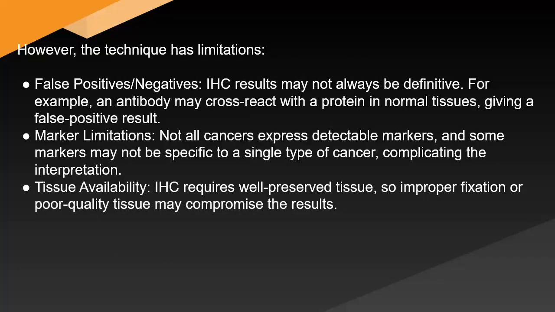False positives and negatives. IHC results may not always be definitive. For example, an antibody may cross-react with a protein in normal tissues, giving a false positive result. Marker limitations. Not all cancers express detectable markers, and some markers may not be specific to a single type of cancer, complicating the interpretation. Tissue availability. IHC requires well-preserved tissue, so improper fixation or poor quality tissue may compromise the results.